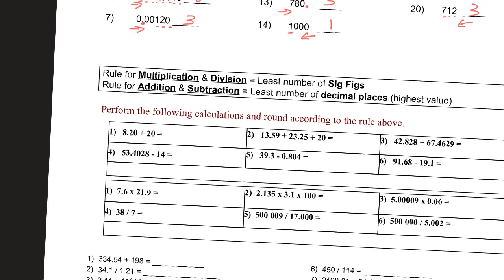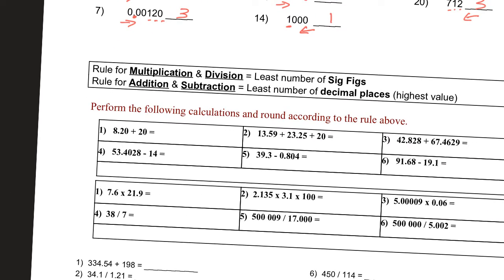The dreaded multiplication and division. Remember, for multiplication and division, you're going to count the significant figures, and you're going to go with the least number of significant figures. So let's take a look at, I guess multiplication is down here. We've got addition up here, and subtraction. For addition and subtraction, the least number of decimal places, or the highest value. So let's take a look at this. Now, when they're written in a line, I hate that.